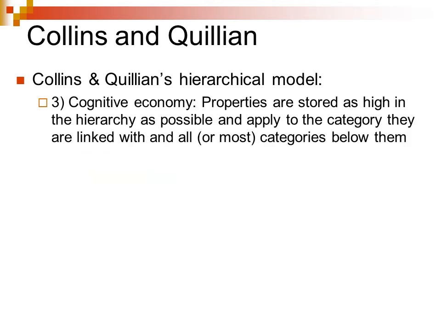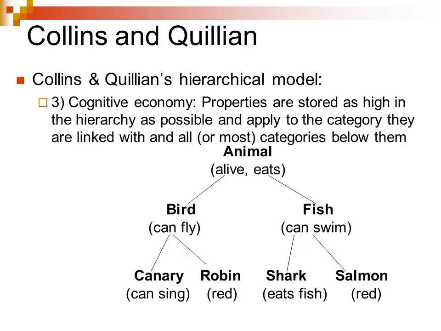The final key feature of their model is something known as cognitive economy, which says that properties are stored as high in the hierarchy as possible and apply to the category they are linked with and all or at least most categories below them. If we go back to our model, we saw that the property of alive is stored with animal and not with canary or shark or fish. Well, why is that? Aren't canaries and fish alive?